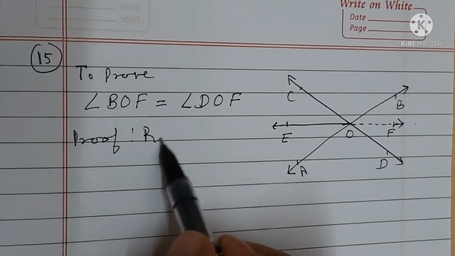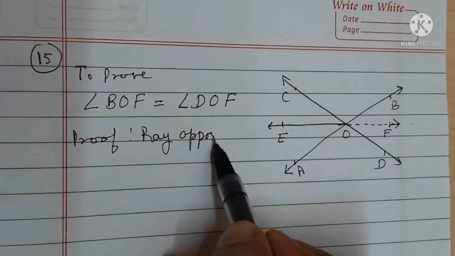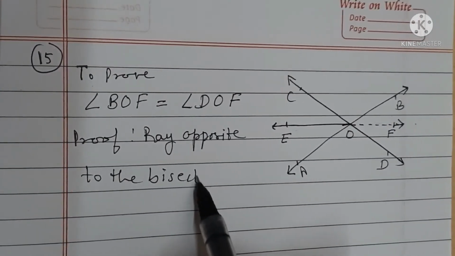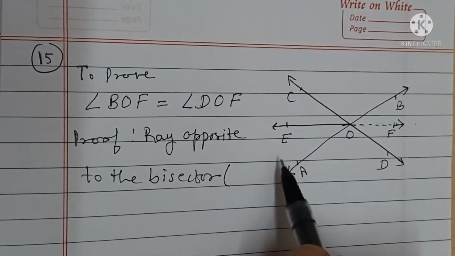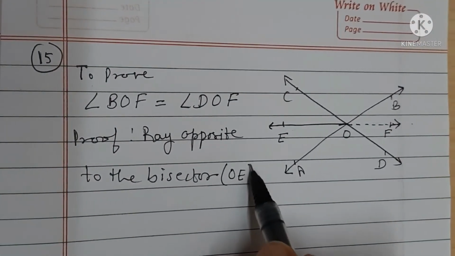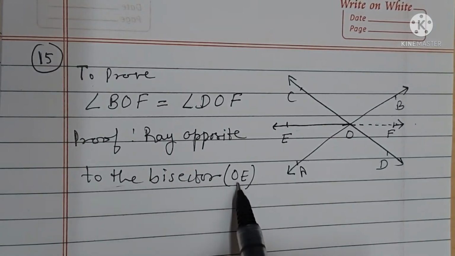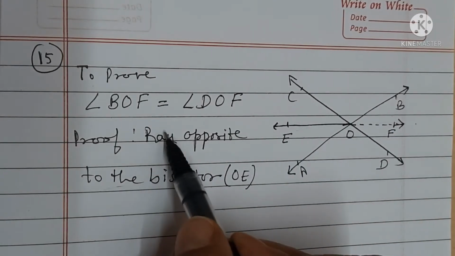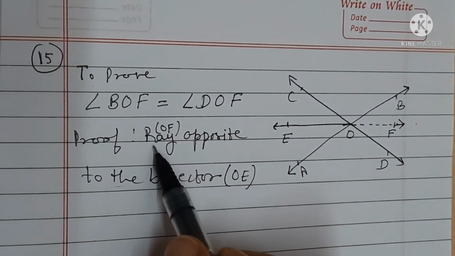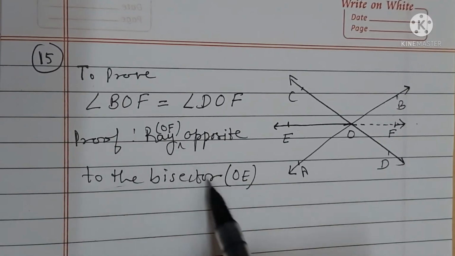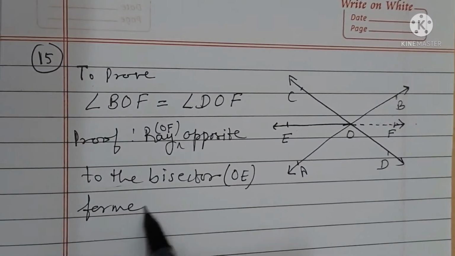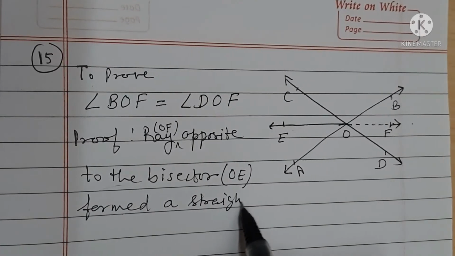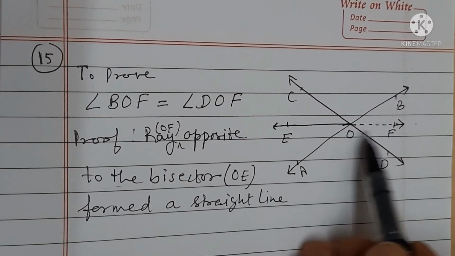First you write ray opposite to the bisector. Bisector means OE. Ray opposite to the bisector is OF. So write it, ray OF opposite to the bisector formed a straight line EOF.